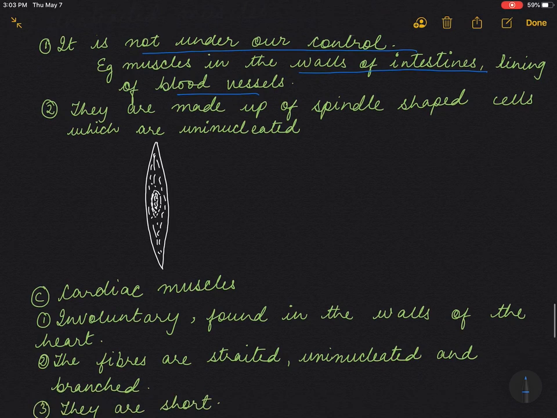Now they are long, spindle shaped. Spindle shape means they are pointed at the two ends. And they are uninucleated, which means it has one nucleus in the middle.